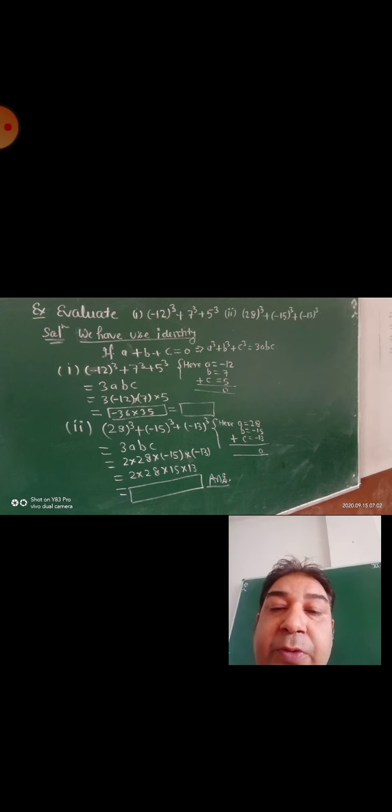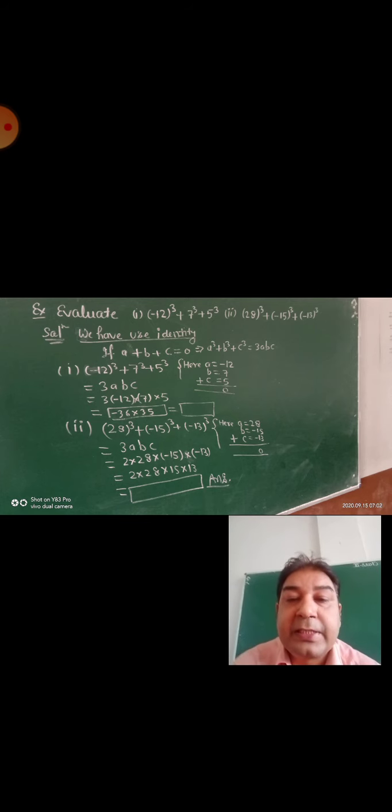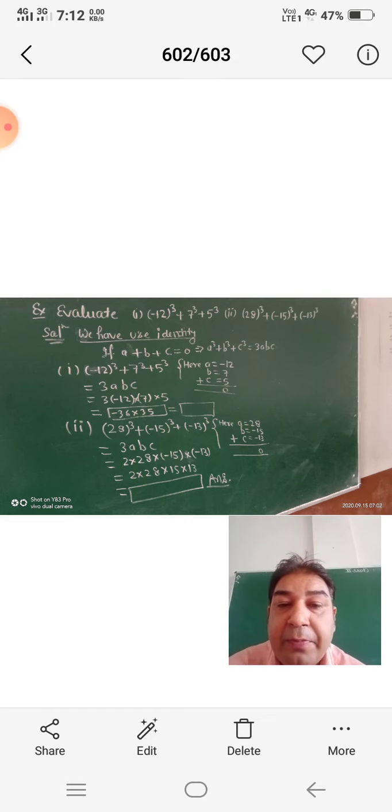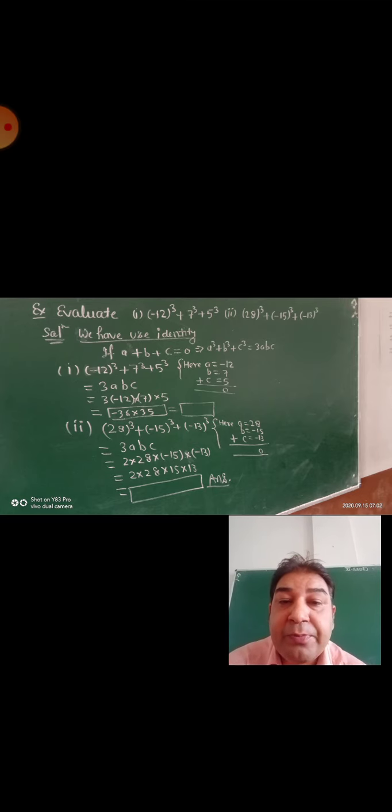Now the second part is 28 whole cube plus (minus 15) whole cube plus (minus 13) whole cube. Same you can do, just like the first part. Firstly find the value of a, b, c, after then sum all these, you get 0. It means you can use the identity a cube plus b cube plus c cube equal to 3abc. So this will be 3abc, and put the value of abc. Here minus 15 into minus 13, minus into minus, it will be plus. So you can write 3 into 28 into 15 into 13. After then you have to just multiply and get the result.